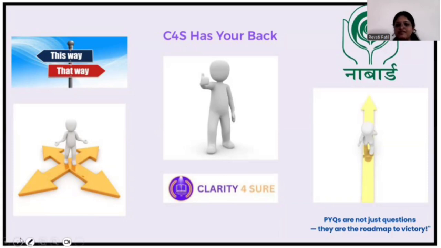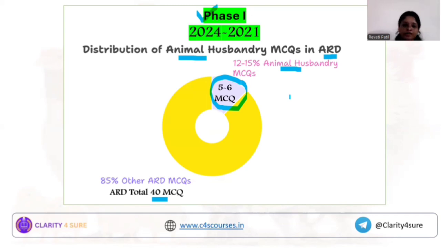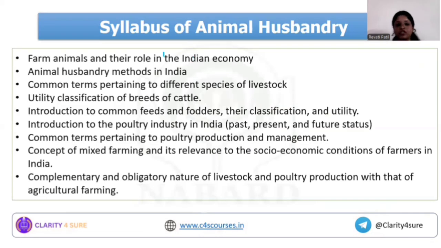Without wasting any more seconds, let's start with today's first subject, that is animal husbandry under the ARD merit section for Phase 1. We know that in ARD, that is Agriculture and Rural Development, we have a total of 40 MCQs to attempt, and out of 40 you can expect around 5 to 6 MCQs for animal husbandry, that is around 12 to 15 percent weightage out of the total 100% under ARD. This is important. There are on average around 5 to 6 questions from animal husbandry every year.